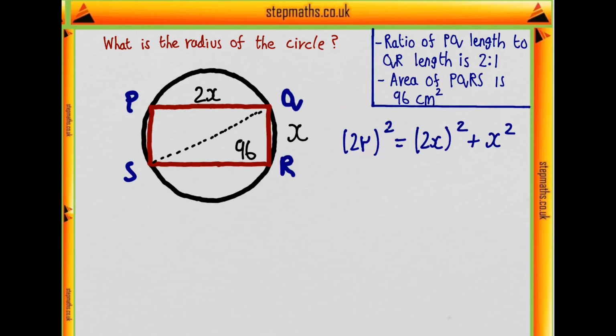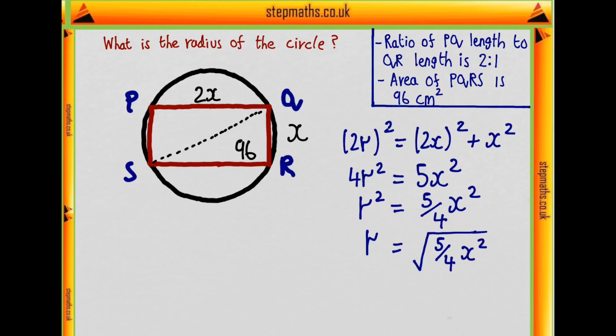So 2r squared by Pythagoras is equal to 2x squared plus x squared, which is great because we can rearrange this quite a bit. So r is the thing we're looking for, so we get 4r squared equals 5x squared. And then r squared equals 5 over 4 x squared, just dividing through by the 4. And then r equals this.